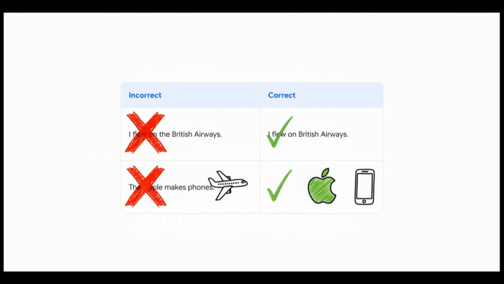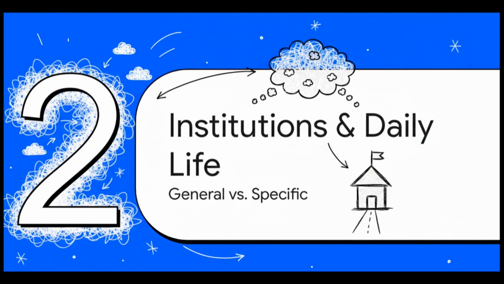This rule also pops up in the business world. Most company names and airlines don't get a "the." You fly on British Airways and Apple makes phones. Adding "the" here is a really common mistake, but dropping it will make you sound so much more natural. Okay, moving on to our next section, institutions and daily life.